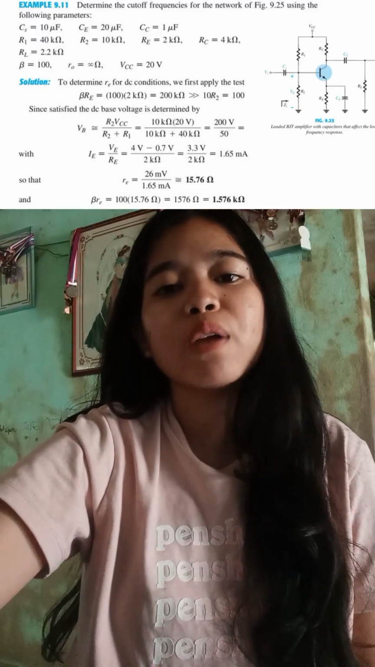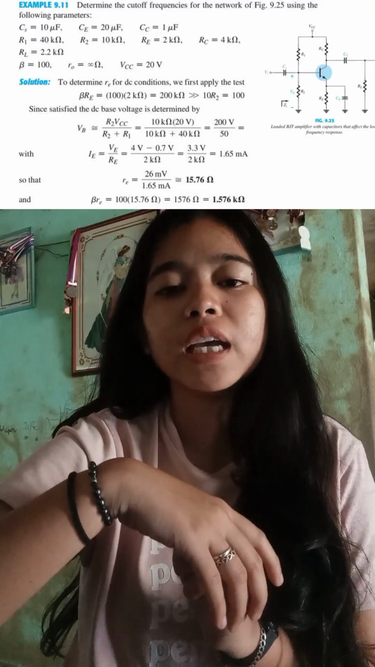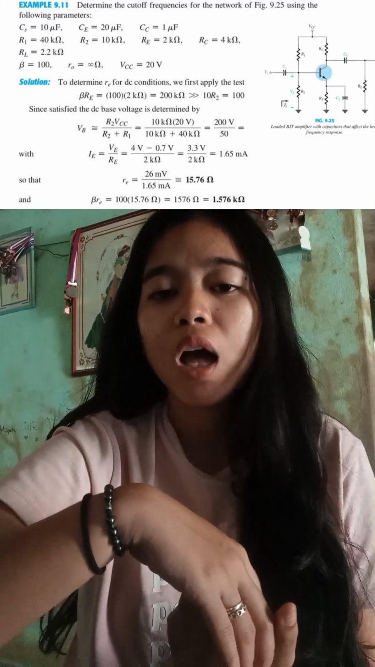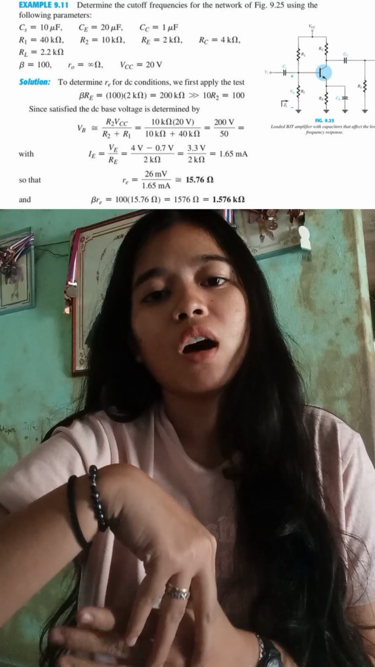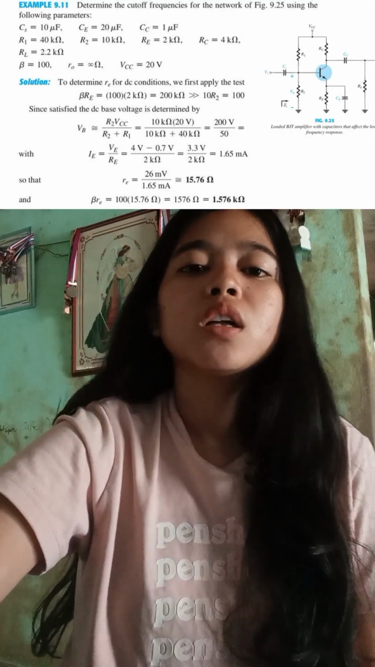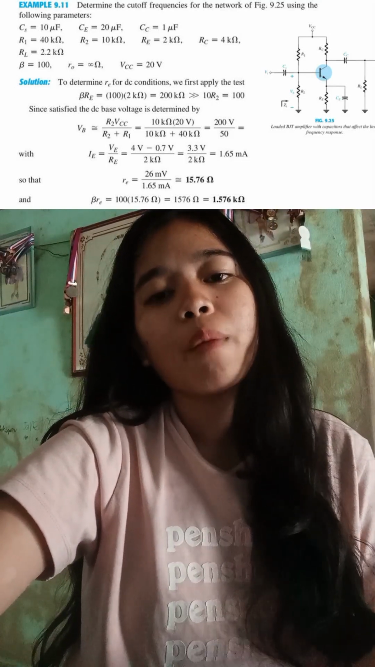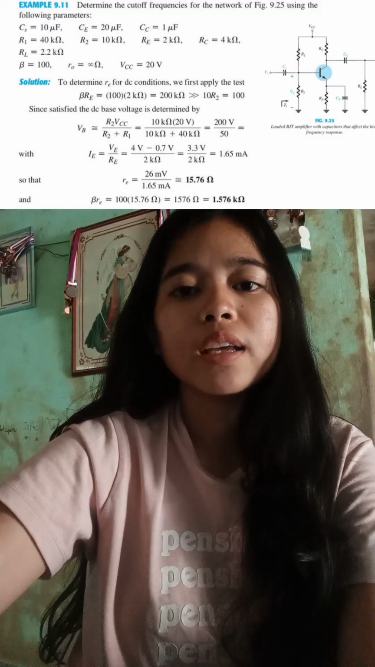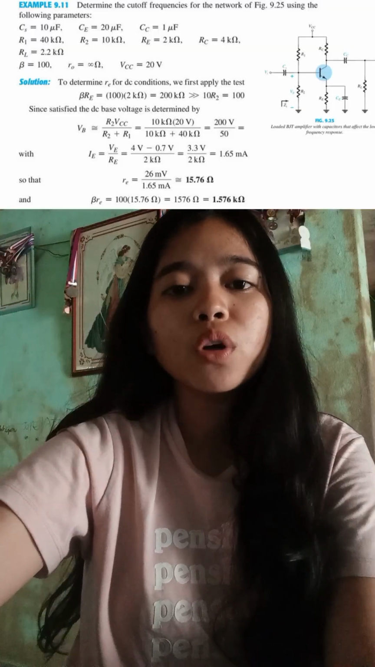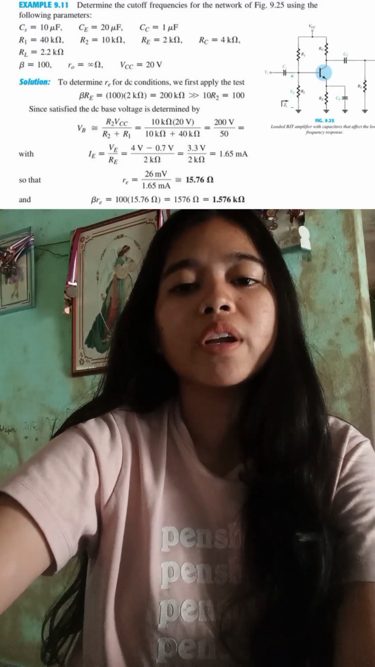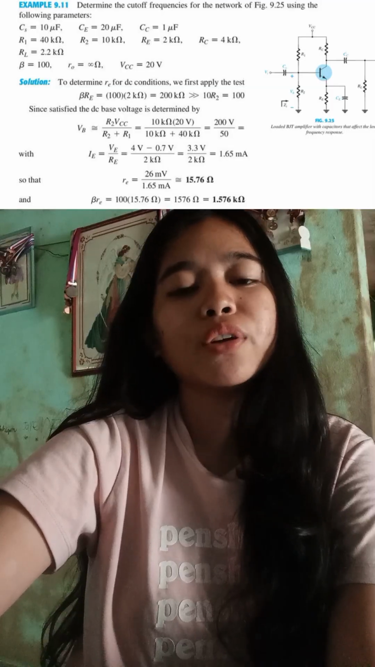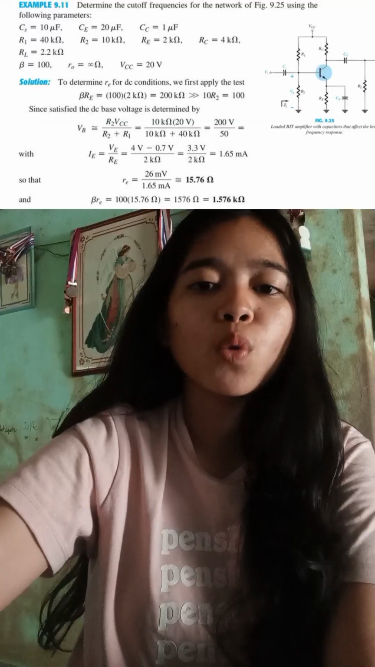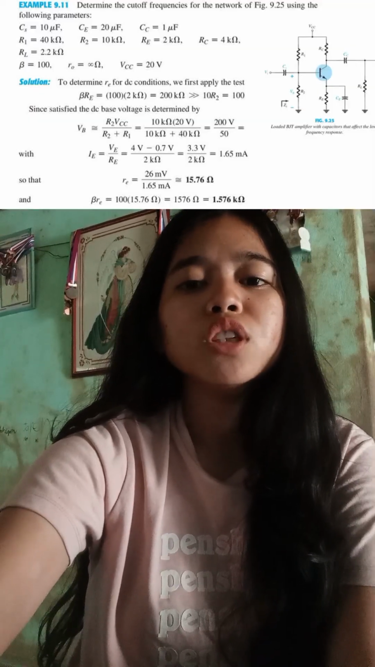First, we verify if we can use the approximate method by checking. It must be verified first, to analyze if it is possible. So, is beta R sub E greater than or equal to 10 R sub 2? Substituting our values, 100 times 2 kilo ohm equals 200 kilo ohm, which is much greater than 10 times 10 kilo ohm, which is 100 kilo ohm, as on the screen. So the condition is satisfied.